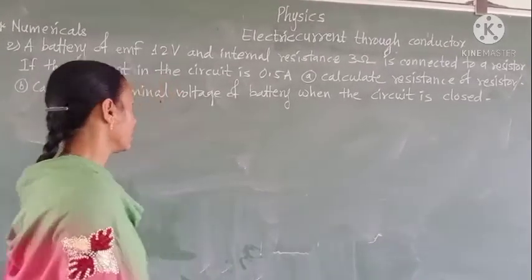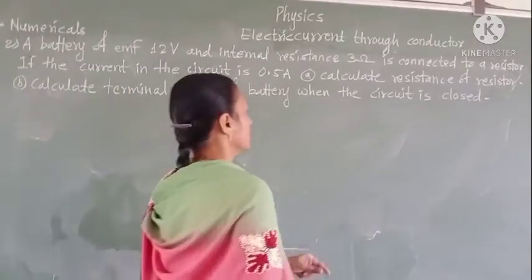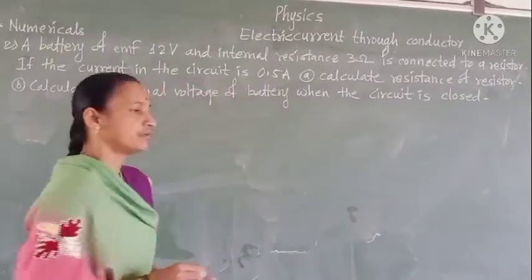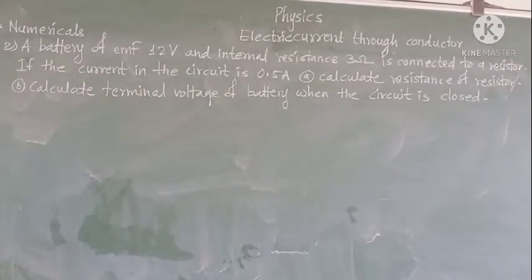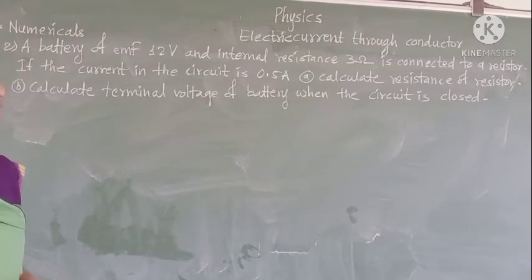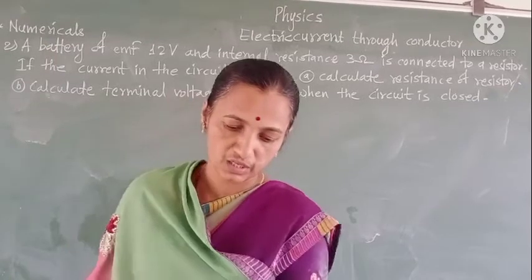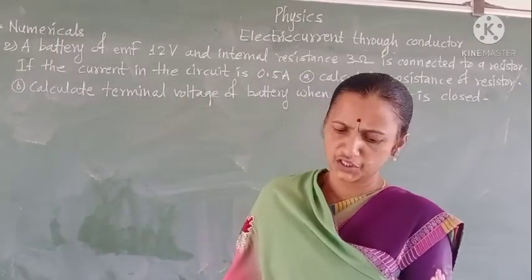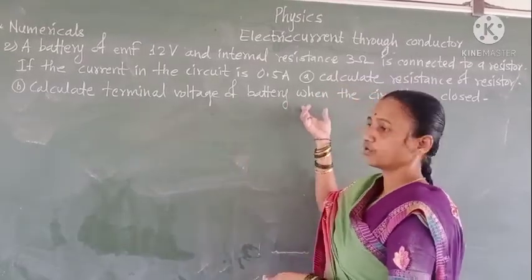Here we have taken a second example: a battery of EMF 12 volt and internal resistance 3 ohm is connected to a resistor. If the current in the circuit is 0.5 ampere, then first we have to calculate the resistance of the resistor, and another value we have to calculate is the terminal voltage of the battery when the circuit is closed. Means here we have to calculate two values: the resistance of the resistor, and the terminal voltage of the battery.